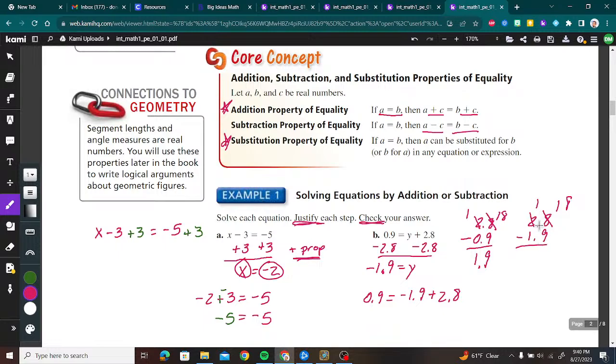Just because it's good to do. I know, look, I know it's going to work, I get it. But they ask you to check. It's just good to go back through and check. So there we go.